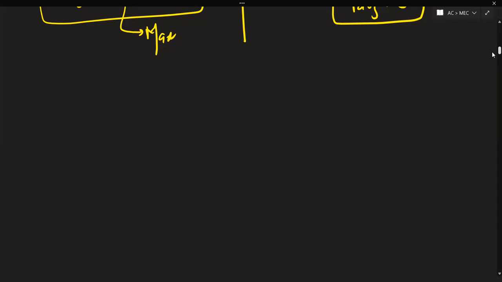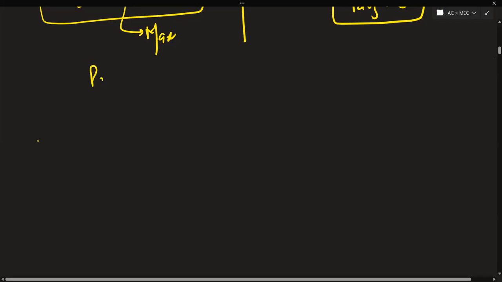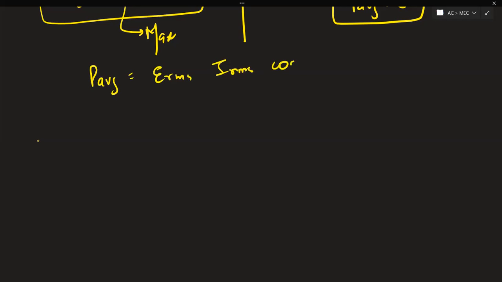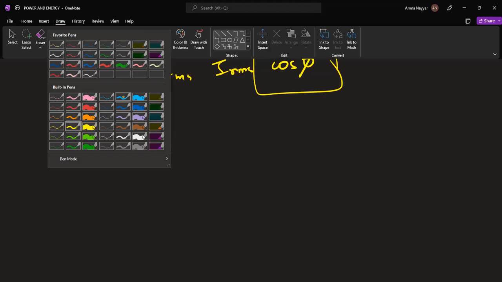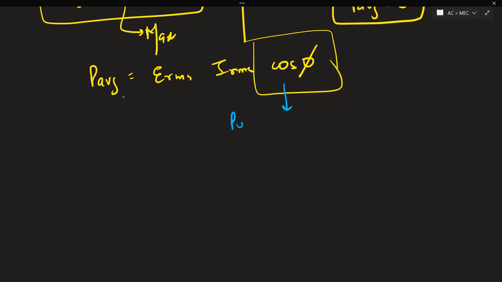All right, class. And one more thing. This cos phi that you are obtaining, P average, ERMS, IRMS, and here we are getting cos phi. So just look at this cos phi. This is known as power factor.